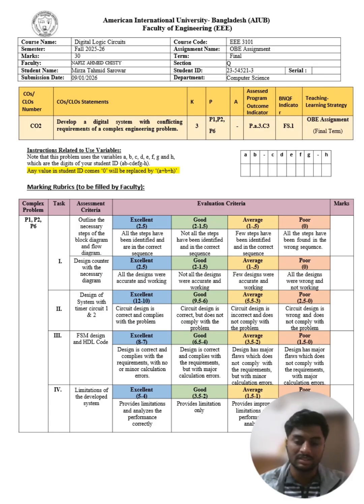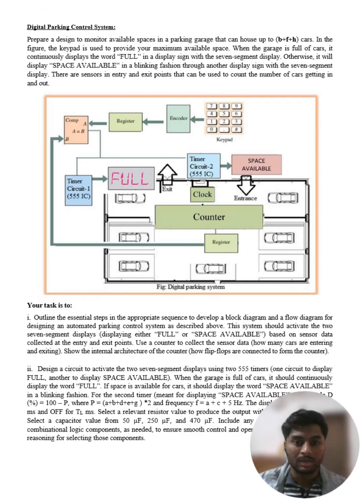This is my OBE assignment for the Digital Logic and Circuits course, and the task is to design an automated digital parking control system, where the main objective is to monitor how many cars are present inside a parking area and to display the parking status accordingly. The maximum capacity of the parking system will be determined by our ID with this equation: b plus x plus h. So the system is basically constraint-based and personalized. Let's get into our assignment.